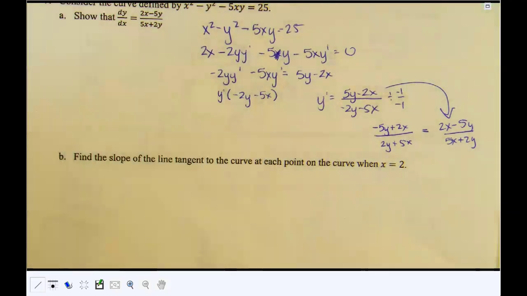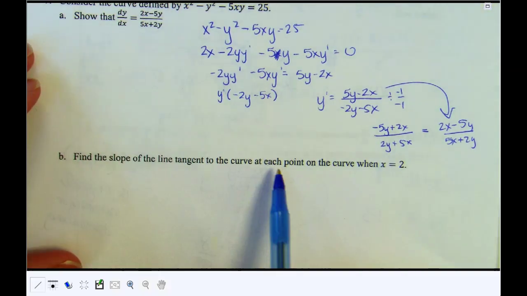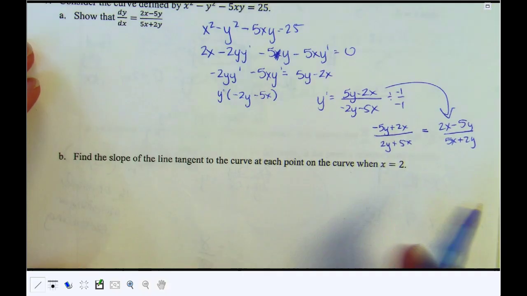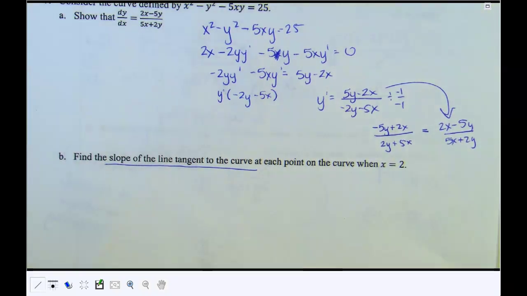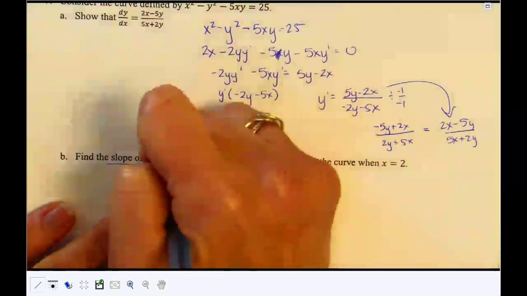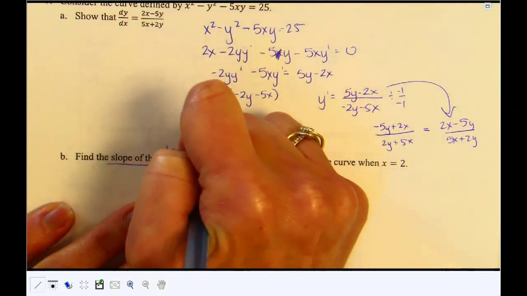Now, here you go. Find the slope of the line tangent to the curve at each point on the curve when x is equal to 2. So first of all, it's been a while since we've done this. Slope of the line tangent to the curve is another way of saying what? What's true about slopes of tangent lines? It's the derivative. This is just another way of asking you for the derivative.